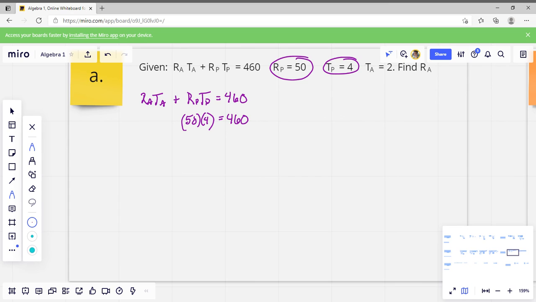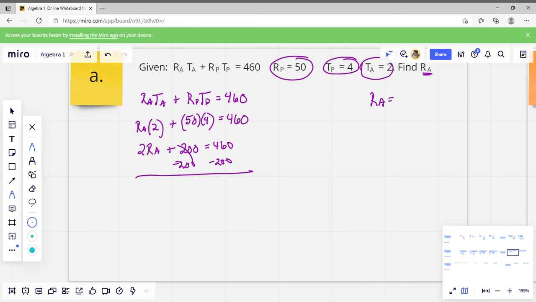RA TA. TA is 2, so RA times 2. And we're supposed to find RA, so our answer is going to be RA equals something. Now we're going to multiply here. We're going to have 2RA plus 4 times 50 is 200, equals 460. We're going to subtract this 200, and we're going to get 2RA equals 260.